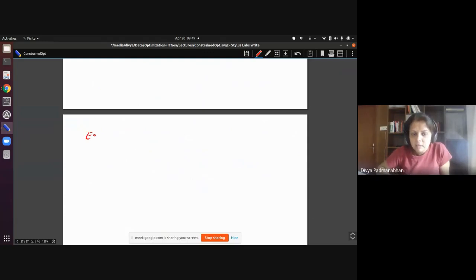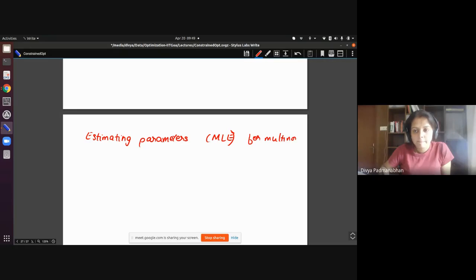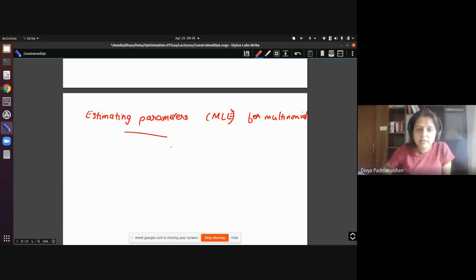So, estimating the parameters of a multinomial model. Let's just say it's a maximum likelihood estimation for a multinomial distribution. So here the problem is something like: you have a document, and there are a lot of words in the document, and you want to estimate the probability of occurrence of each of these words.